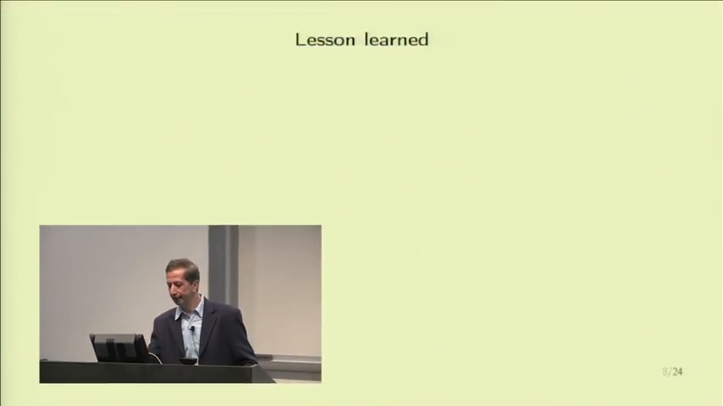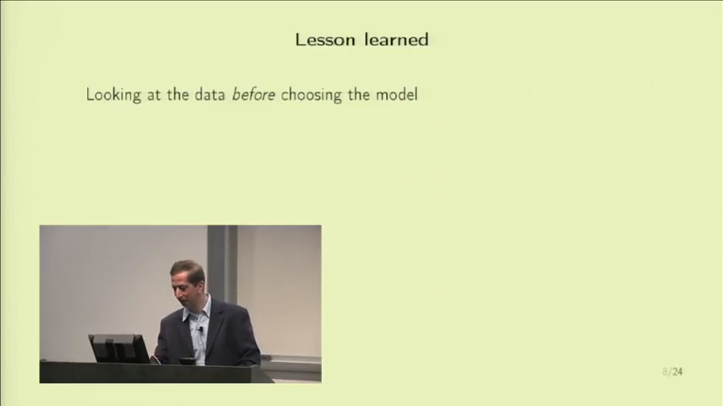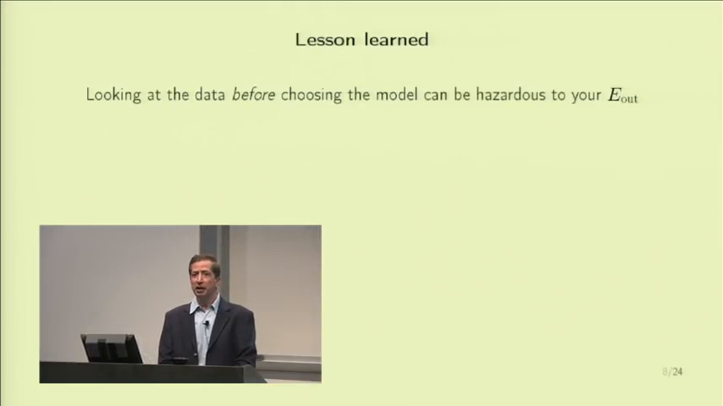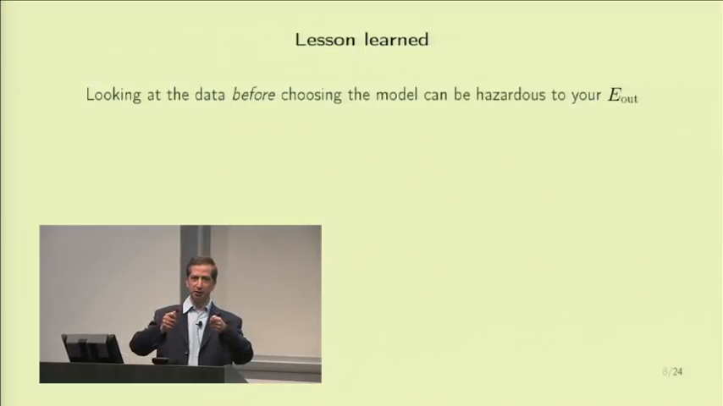And the lesson learned from this is that if you look at the data before you choose the model, this can be hazardous to your health. Okay? Not your health, but the generalization health. Okay? Why is that? Because now the quantity that describes generalization becomes very vague. When we propose a particular model, I can go and mathematically estimate the VC dimension. If you look at the data, we said that you did learning.